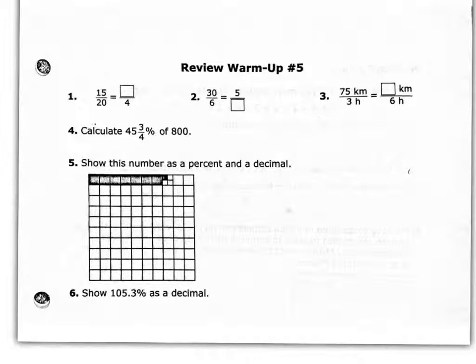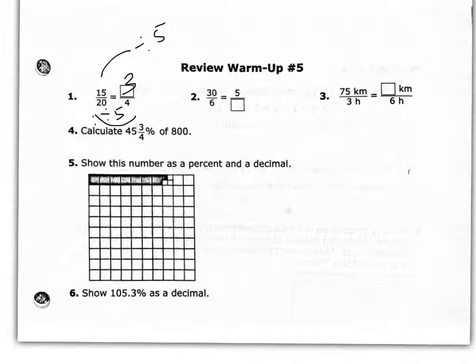So in example 1, you have to ask yourself, how do I get from 20 to 4? 4 goes into 20 5 times, so I have to divide by 5. What I need to do then is divide 15 by 5 to solve for the unknown, and the unknown here equals 3.